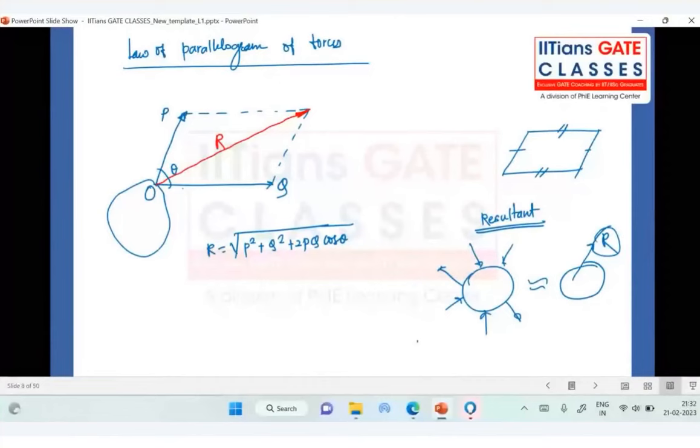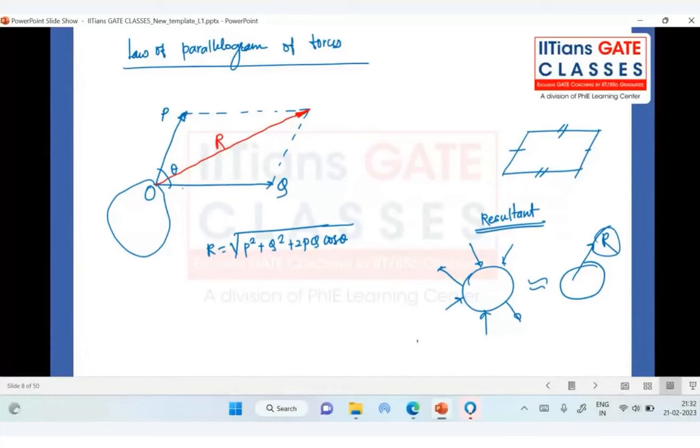We got one question here: where is the law of transmissibility of force used? Ganesh, whenever you are solving any problem, let's say a static problem, you are drawing a free body diagram, and it will be very easy for you to draw the free body diagram and put the forces properly in order to avoid confusion.